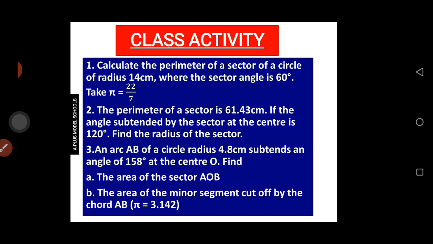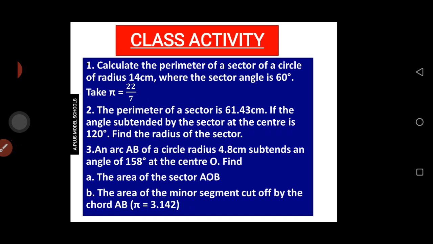So question 1: calculate the perimeter of a sector of a circle of radius 14 centimeters, where the sector angle is 60 degrees. Here you are looking for the perimeter of a sector, which is theta over 360 multiplied by 2 pi r, plus 2r. Then question 2: the perimeter of a sector is 61.43 centimeters.